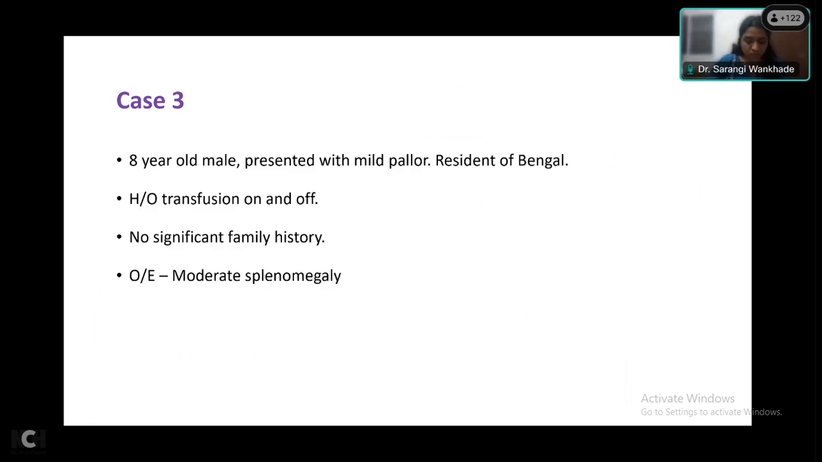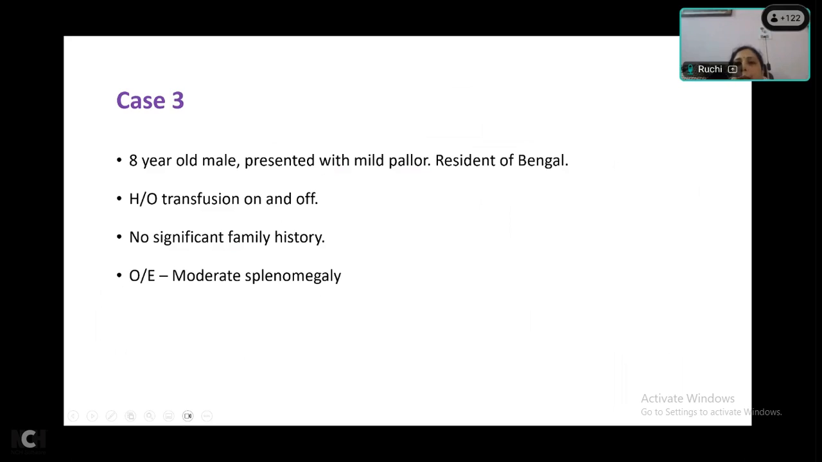Ma'am, I would suspect beta thal trait. So it can be HbE, or sorry, you said beta thal trait and then you said HbE. Sorry, ma'am. Beta thal trait. So why would a beta thal trait have a history of transfusion on and off? So the point is not well taken.